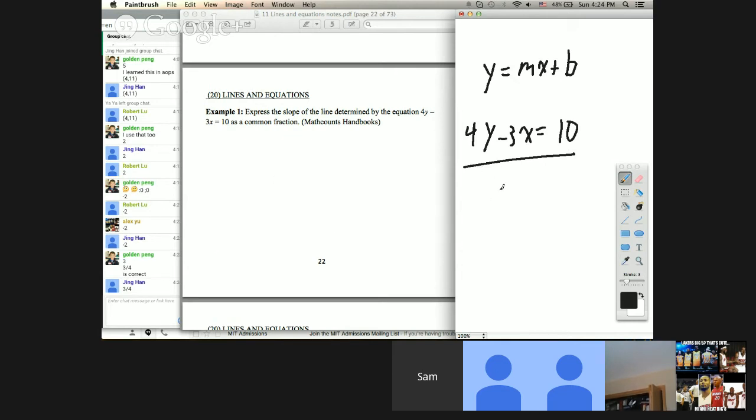Right, so the correct answer is 3/4. Nice job to these two. Basically you're trying to get it back into this form, where the coefficient of y is 1, and this one's 4. First we'll move x to the other side, so we get 4y equals 3x plus 10. Since y's coefficient should be 1, we divide everything by 4, so we get y equals 3/4 x plus 10 over 4. Then it asks for the slope, which is m, so we see it's 3/4, and it's a common fraction.